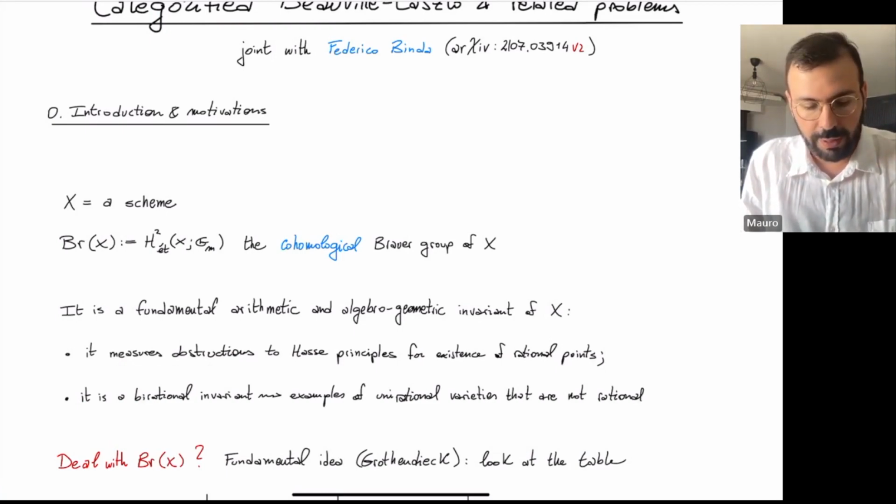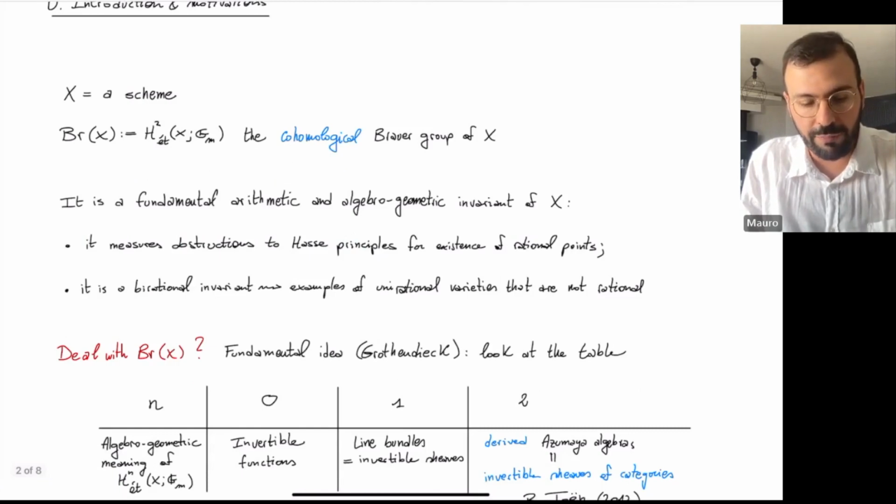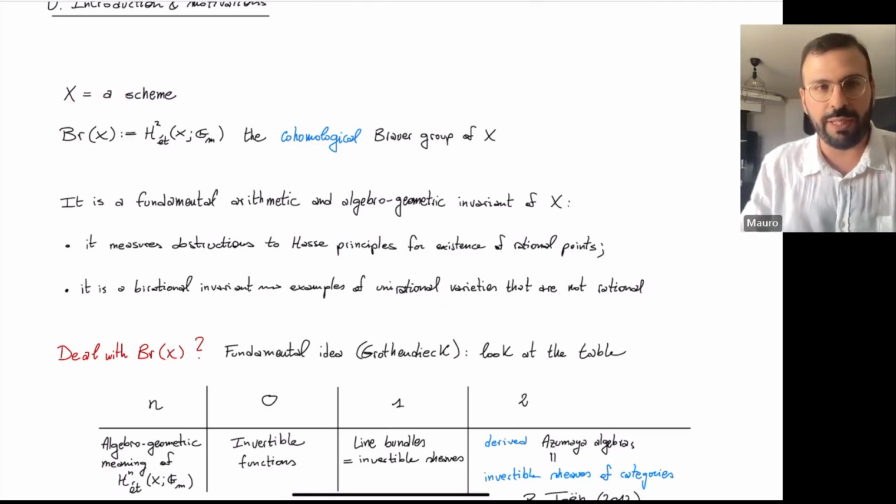rational points. And it is also a birational invariant that has found success in the past, providing the first example of unirational varieties that are not rational. So it's a great invariant, and we would like to know a little bit more about that.